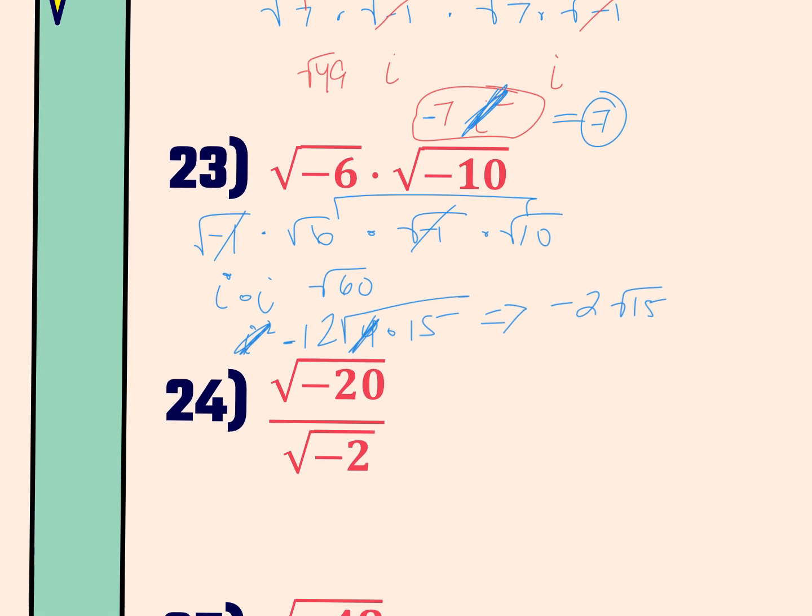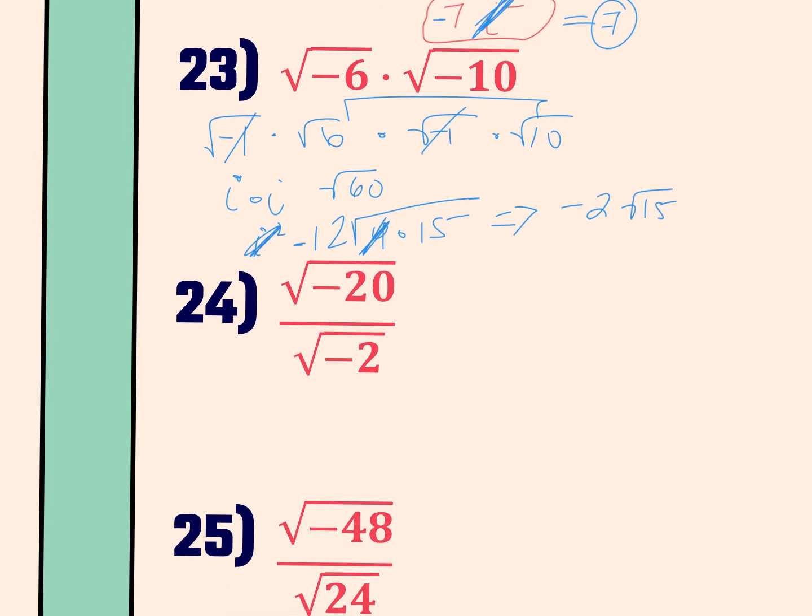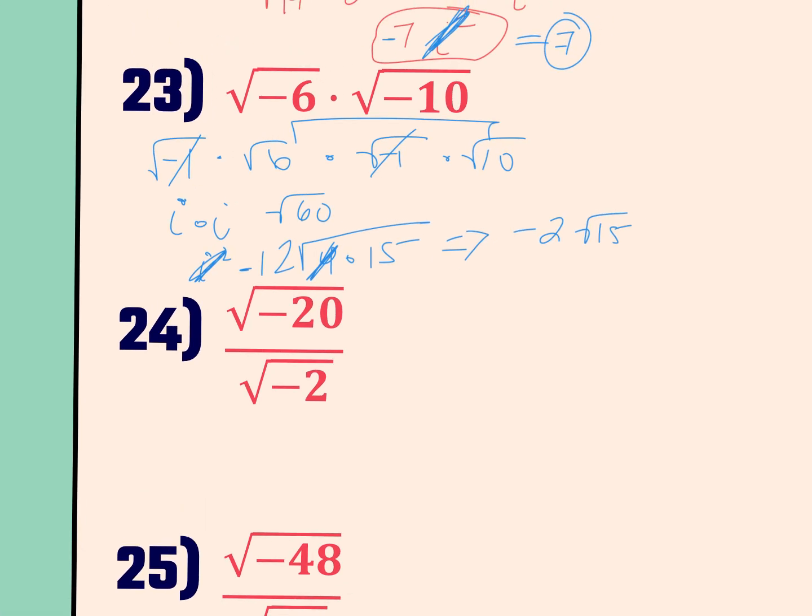All right, 24 is a division problem. Again, do not do anything until you separate. Let's go ahead and separate on the top. I have the square root of negative 1 times the square root of 20 over the square root of negative 1 times the square root of 2. Everybody with me?